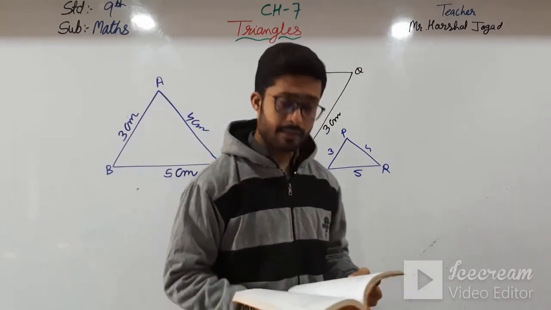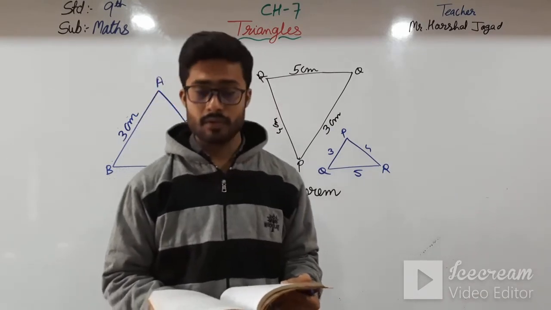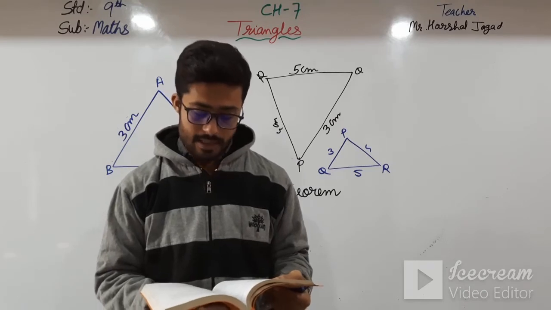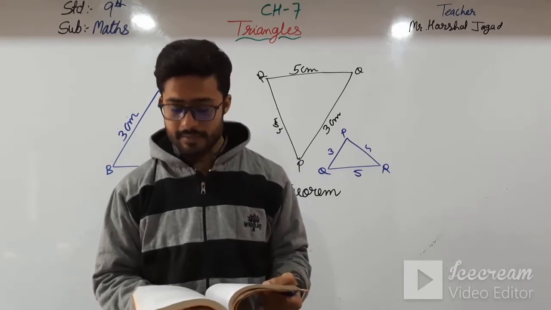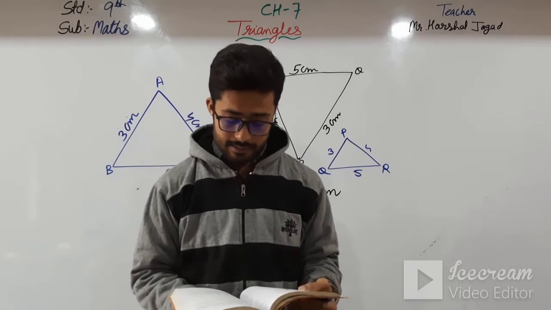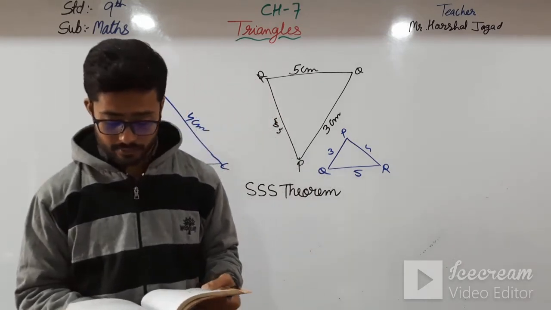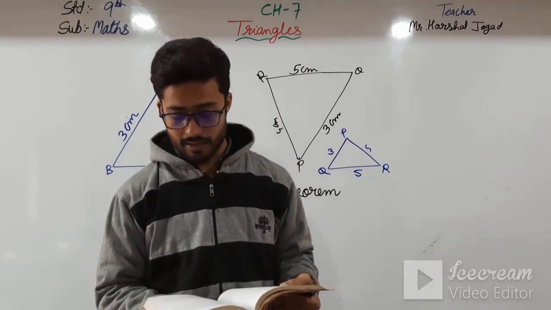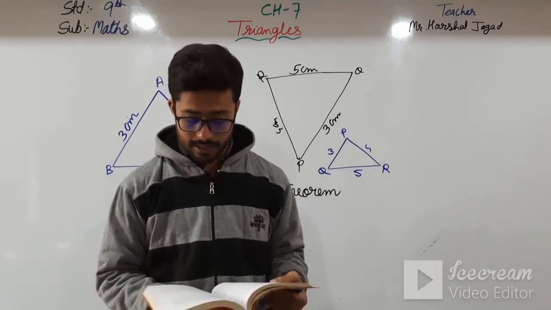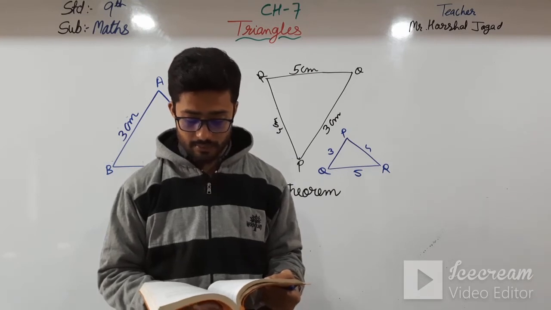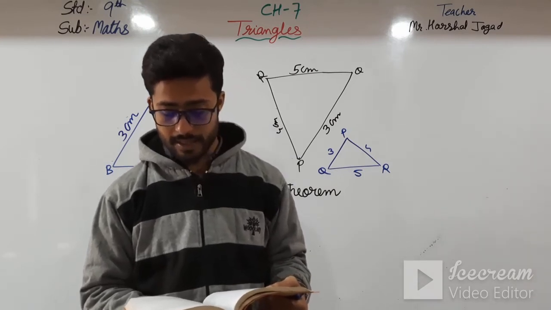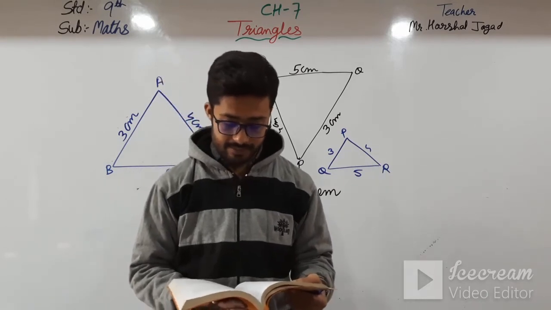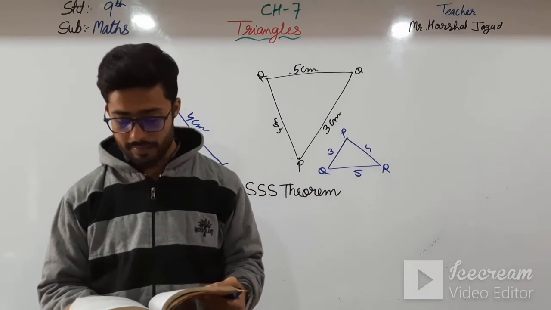See here. Theorem 7.4, that is the SSS congruence rule. If the three sides of a triangle are equal to the three sides of another triangle, then the two triangles are congruent. This theorem can be proved by using a suitable construction. You have already seen that in the SAS congruence rule, the pair of equal angles has to be included between the corresponding pairs of equal sides, and if this is not so, the two triangles may not be congruent.